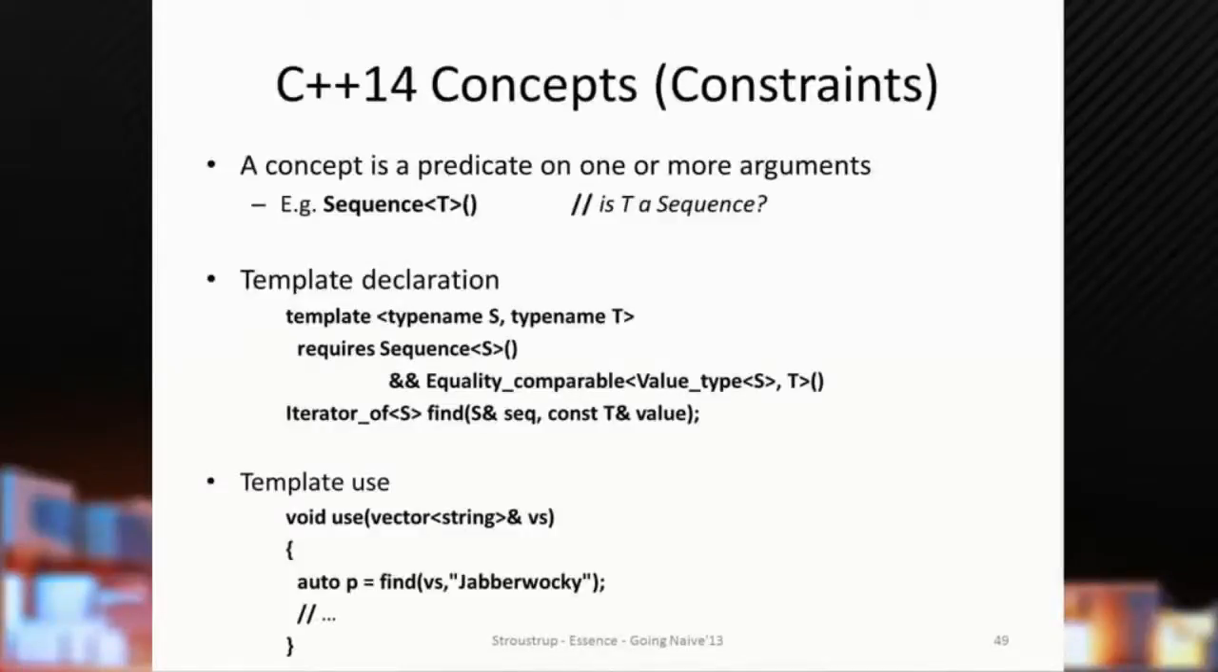So what are they here? A concept is a predicate on one or more arguments. So basically, we say that T is supposed to be a sequence. Simply at compile time, we check whether T is a sequence. Somewhere there's a definition of what it means to be a sequence: it has a beginning and an end, for instance. And we just ask if T meets that. If it's a sequence, the answer is true. If it's not, the answer is false. We can do that at compile time.